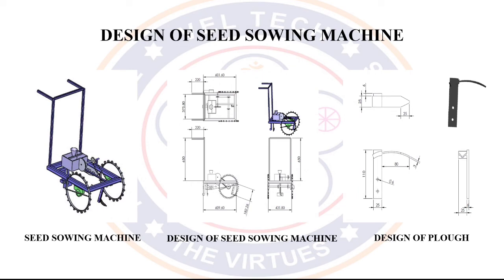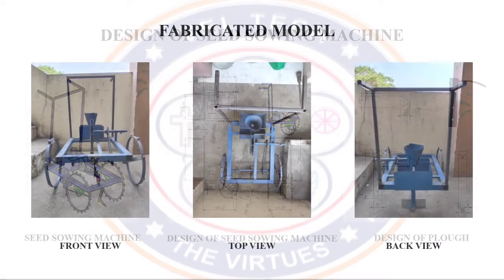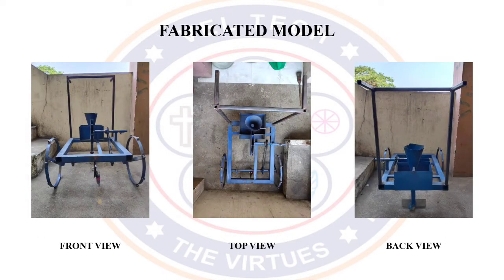Design of seed sowing machine. 1. Seed sowing machine. 2. Design of seed sowing machine. 3. Design of plow. Fabricated model. Front view. Top view. Back view of the fabricated machine.